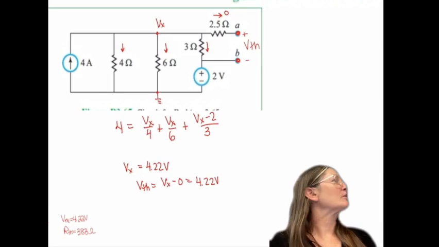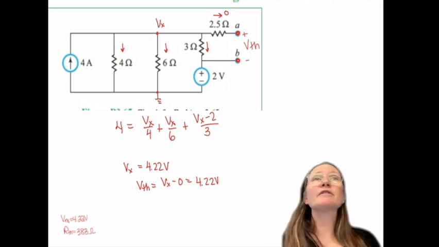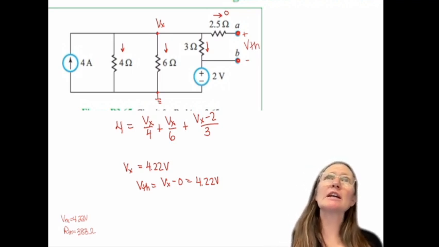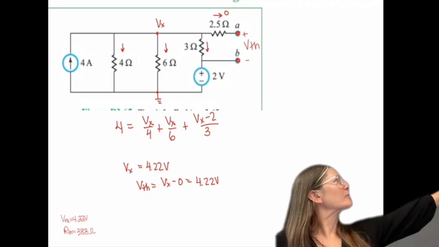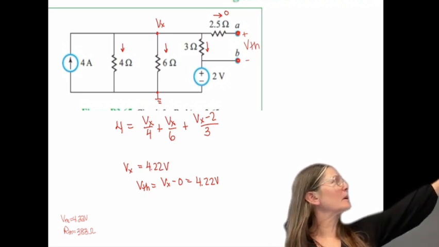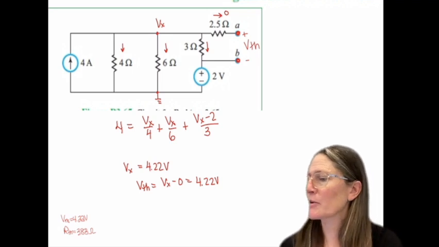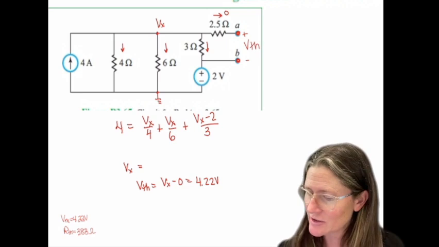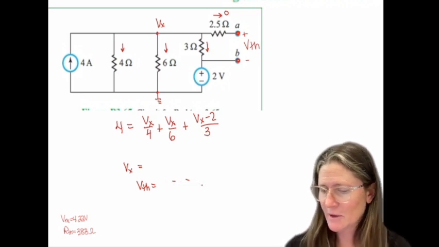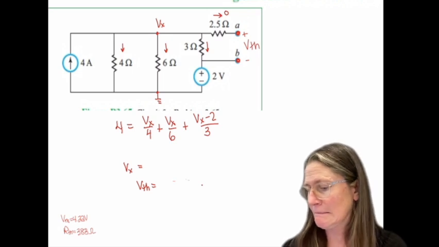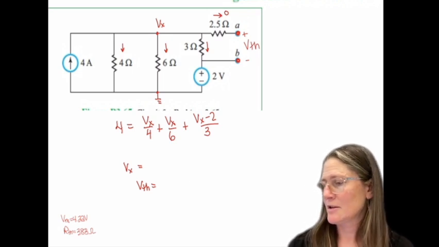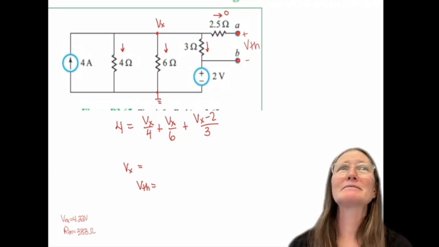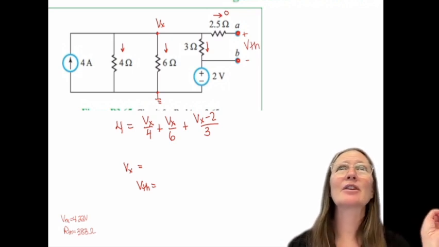All right, so for this one, you need to find VTH and RTH. So VTH, I just copied the circuit and then I set my ground. Oops, this is not right. I just realized I did not do that right. So VTH is going to be, I don't have my value for VX. Anybody solve this to get VX at that location?